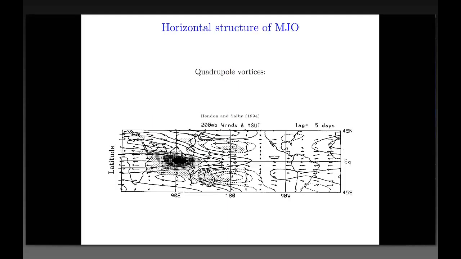Okay, so first I wanted to point out the circulation structure of the MJO. So here we're looking at, I guess it's a little wider than a tropical belt. We're going from 45 south to 45 north. This is a composite picture. We have the dark shading here shows the enhanced convection. And then what we see is a quadrupole vortex structure. So we see two vortices out here in front of the convection. And then to the rear of the convection is another set of two vortices.